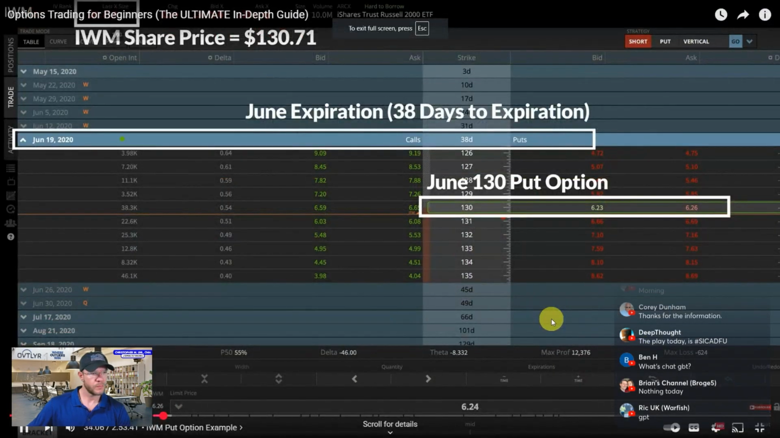price of $130. Okay. So talking about the expiration cycle, all options have an expiration. We know this. The June expiration at the time of this recording was 38 days away. And he's looking at the 130 put option. So this is an out of the money. It's really an at the money put option. At the money, out of the money, in the money.